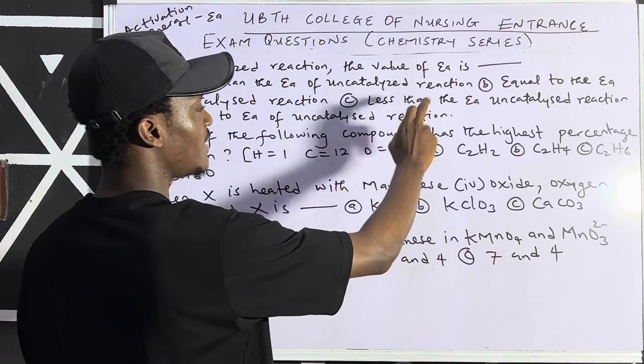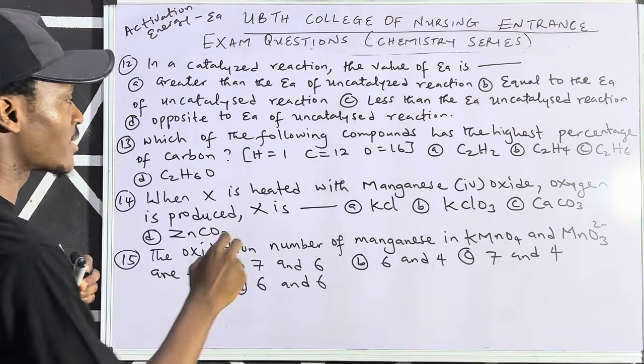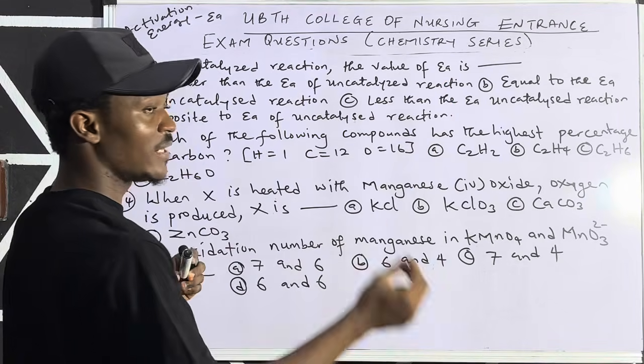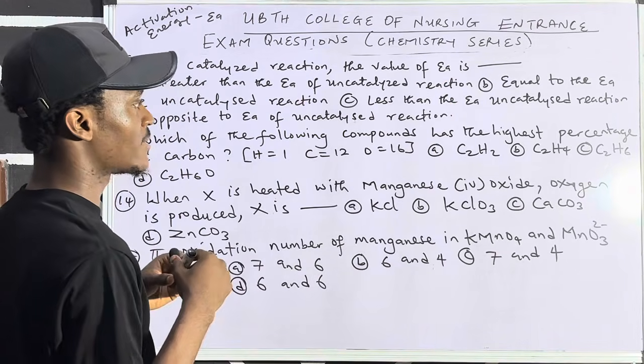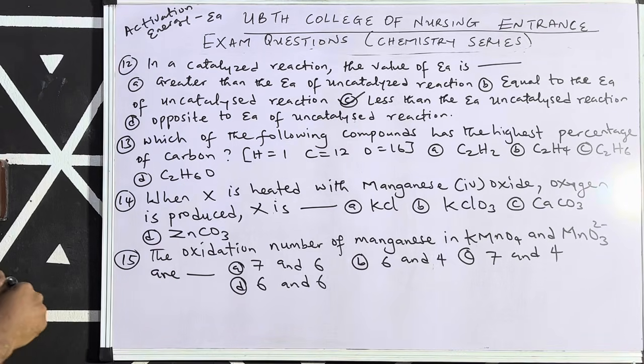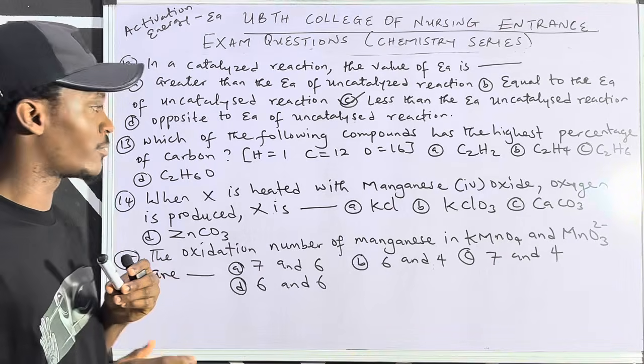Then C, less than the EA of the uncatalyzed reaction, which would be the right answer, because when you have a catalyzed reaction, the EA must be lowered, must be less than in an uncatalyzed reaction. So option C becomes the best option to go with. Then D, opposite to the EA of the uncatalyzed reaction, that is wrong.